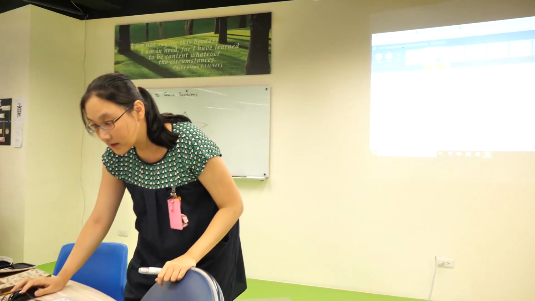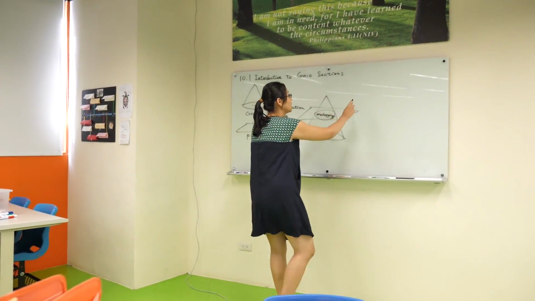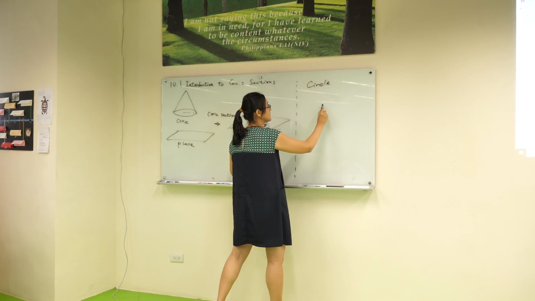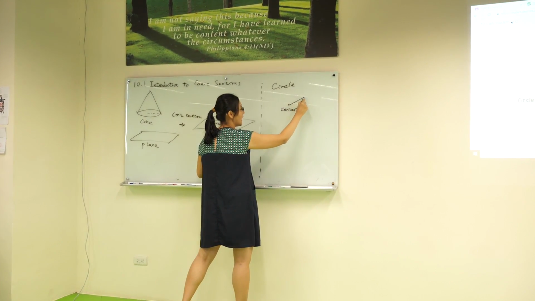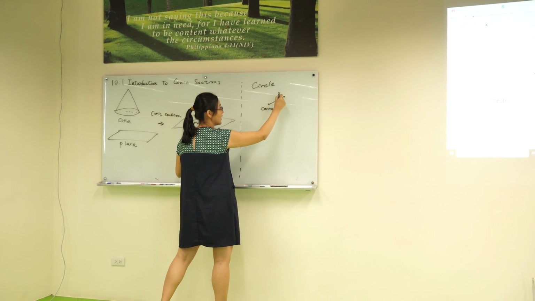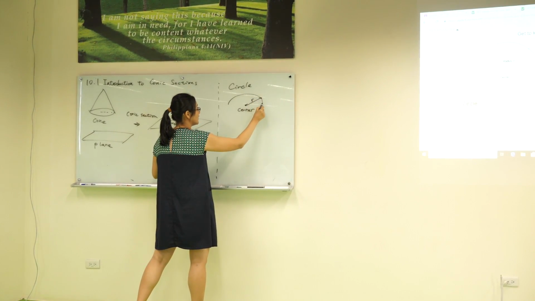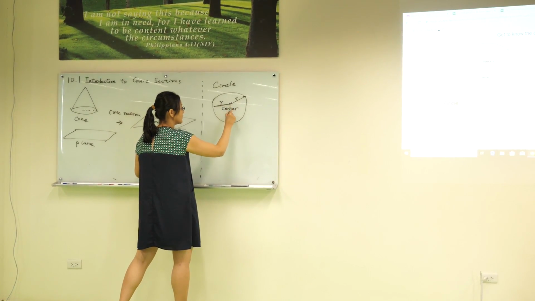Okay, so the next thing we want to do is get to know the conic sections. There are 4 conic sections. This conic section we call a circle. So what is a circle? We learned this in geometry. A circle has a center, and it is a shape where the distance from the center to all points on the circle is equal. We call it the radius.